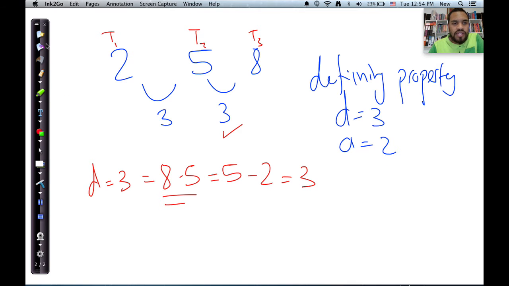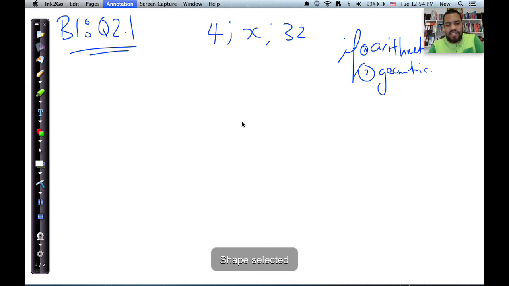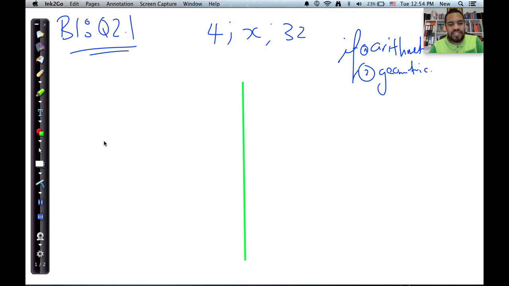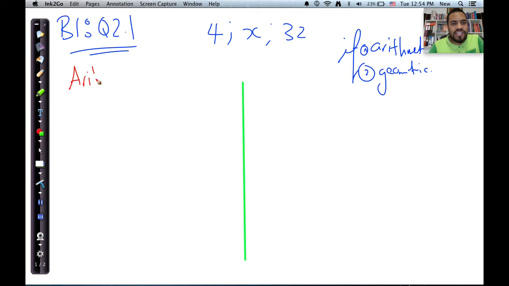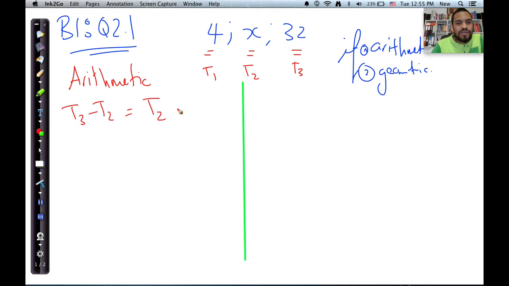Okay, so let's go back and solve this. I'm going to start over here, and answer the question when we are working with an arithmetic sequence. If it's an arithmetic sequence, the defining property says this term minus this term must equal this term. So again, let's make that T3, make that T2, and make this T1. So what can we do over here? It's going to be T3 minus T2 equals T2 minus T1. And that's going to give us 32 minus x is equal to x minus 4.